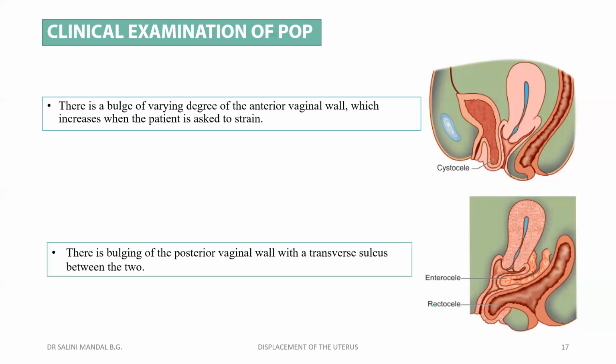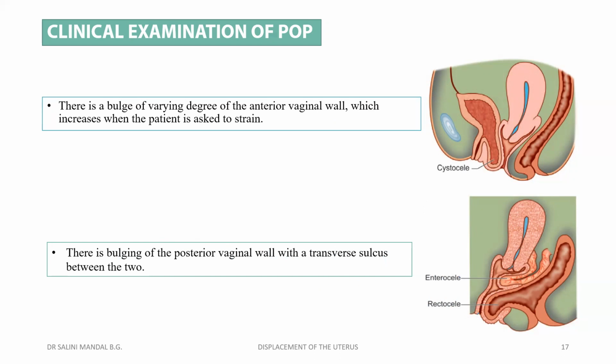Okay, now coming to the rectocele as well as enterocele, we can say both. When these two conditions exist together, there is a bulging of the posterior vaginal wall with a transverse sulcus between the two. Okay, a transverse sulcus between the two. So basically, the mid-vaginal one being the rectocele with diffuse margin and reducible. So this is something which happens in the enterocele as well as the rectocele. When these two come together, there is a bulging of the posterior vaginal wall.